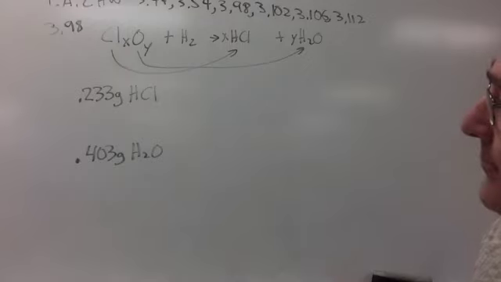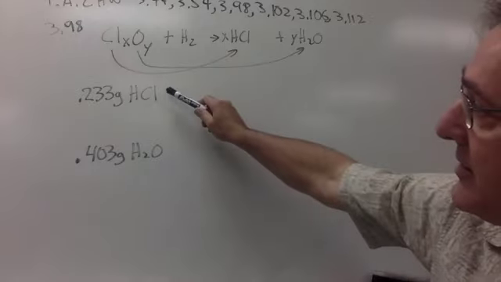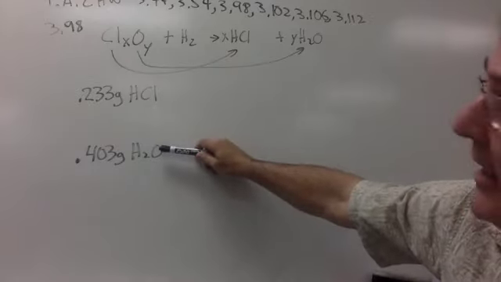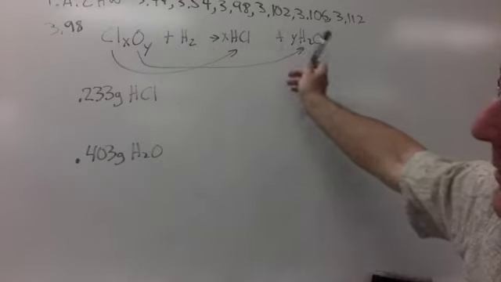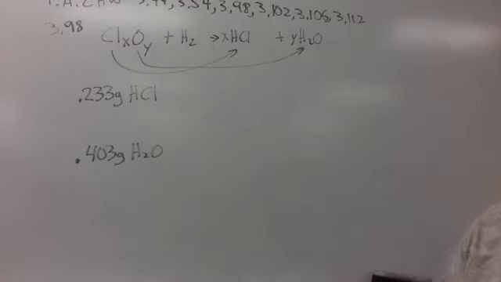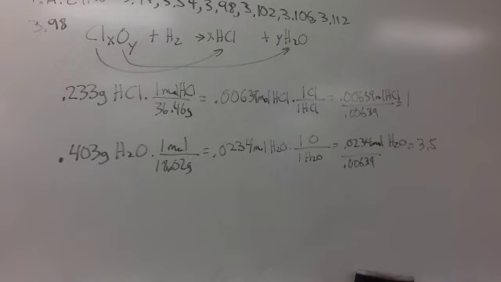So what I'm going to do here is skip the steps of doing percent to mass and mass to moles, and I'm actually going to convert grams of HCl and grams of water into moles of chlorine and moles of oxygen. Let me show you how I do that. Okay, so I've divided by the smallest, 0.0639, and I got 1 for the chlorine and 3.5 for the oxygen.